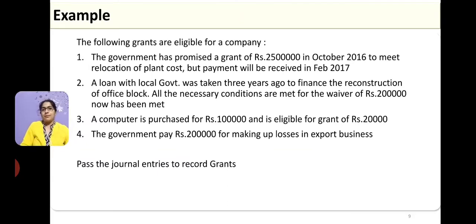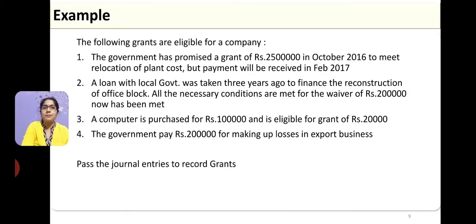If I give you an example, there are examples of different types of government grants that can be received by a company. First one, the government has promised a grant of 25 lakhs in October 2016 to meet relocation of plant cost, but payment will be received in February 2017. So, they are saying in October 2016 they are announcing a grant that in February 2017 they are going to receive. So, it comes in the form of deferred income.